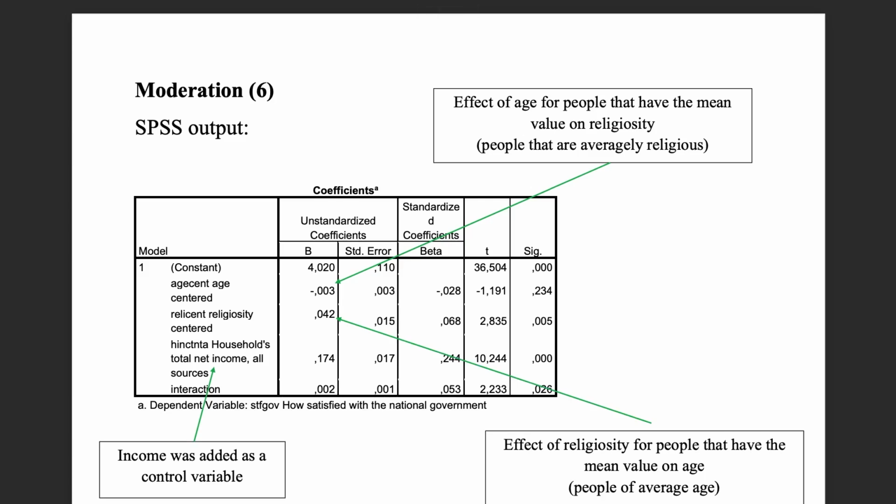Conversely, we can now also interpret the main effect of religiosity as well. This is the effect of religiosity for people that have the mean value on age, so people of an average age. Again, because of the exact same reasoning, we use the mean-centered version of age in the interaction model. So that means that for people that have exactly the mean value on the original age variable, they get a 0 on the age-centered variable. So for them, this age term would be multiplied by 0 and just becomes 0 and drops out of the equation.